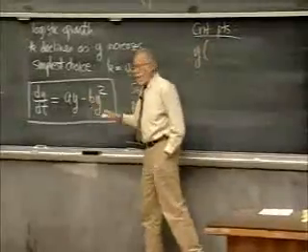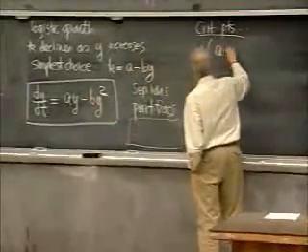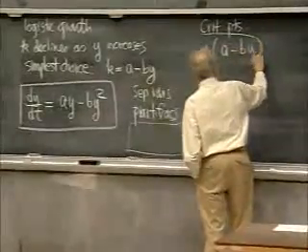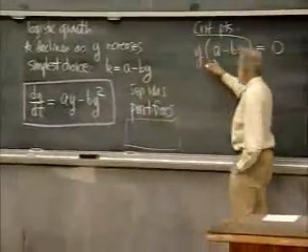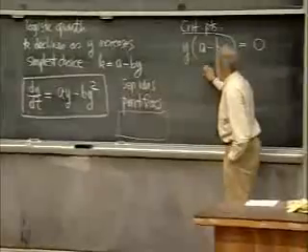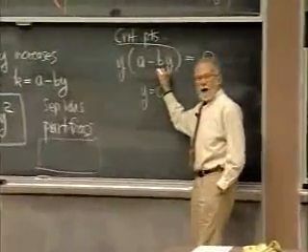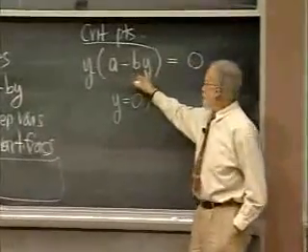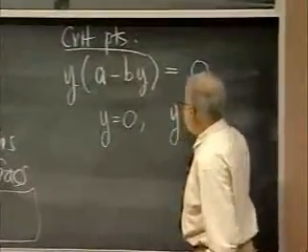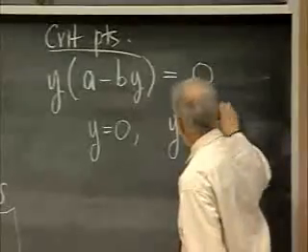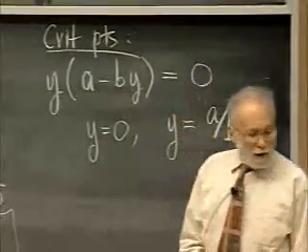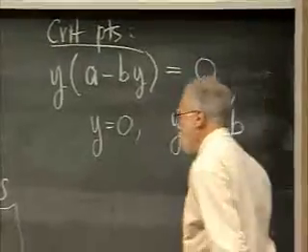I can factor out a y. It's going to be y times (a minus by) equals 0, and therefore the critical points are where y equals 0, and the other factor is 0, and that happens when y is equal to a over b. So there are my two critical points.